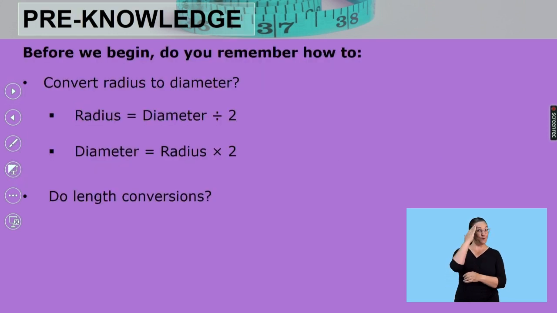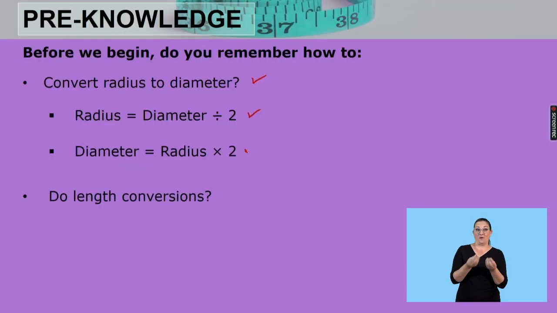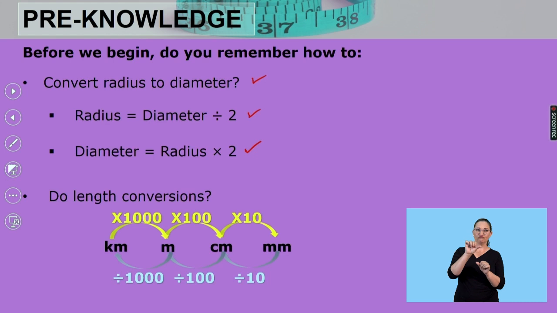Pre-knowledge. Before we begin, do you remember how to convert radius to diameter? To convert to radius, it's the diameter divided by 2. To convert to diameter, it's the radius times 2. And then do we know length conversion? With the length conversions, there's a frog again.